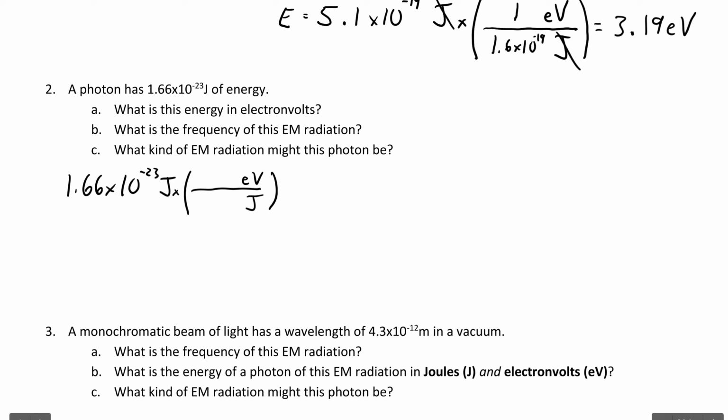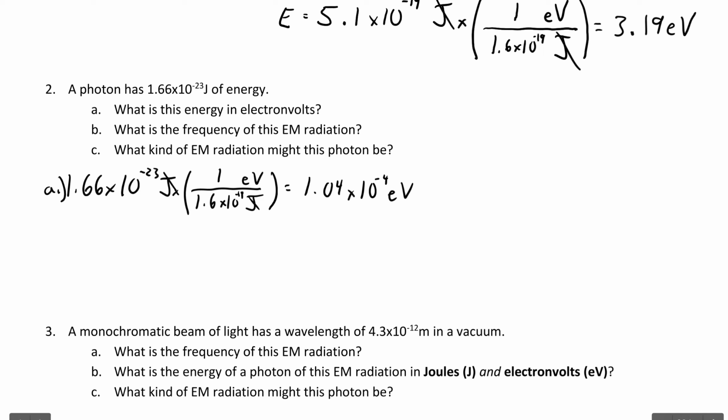And now we're ready for the numbers to take their place. The reference table says 1 electron volt is equal to 1.6 times 10 to the negative 19 joules. All right, just so that you see it again. And you get a small amount of electron volts, 1.04 times 10 to the negative 4 electron volts. So that's for part A.